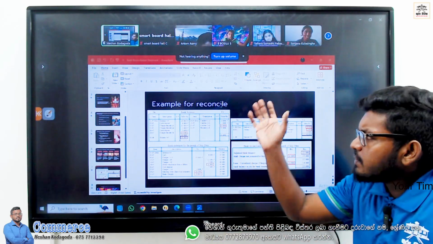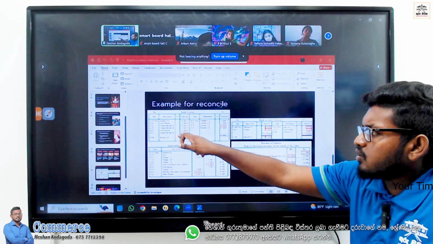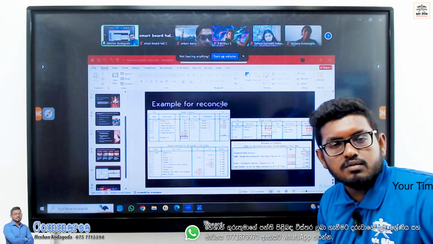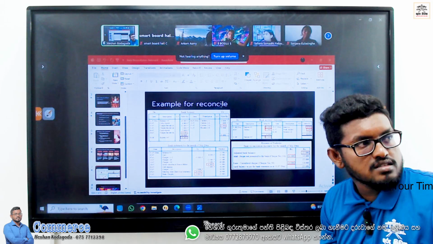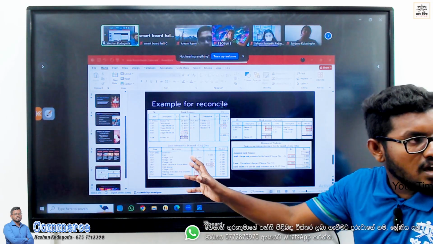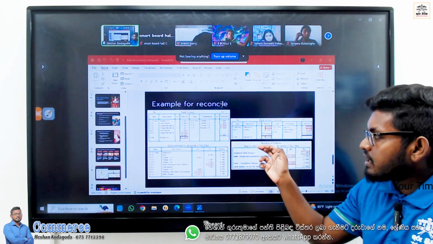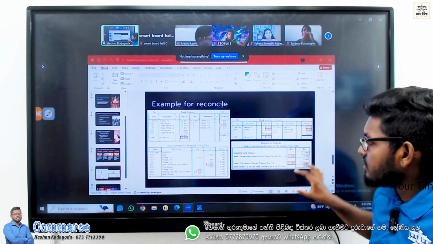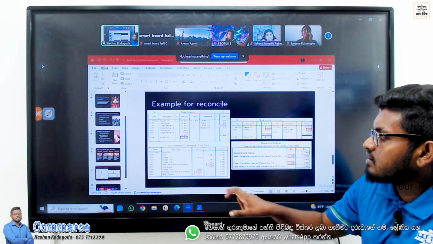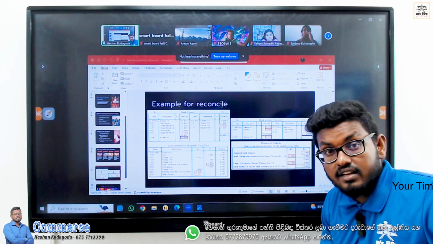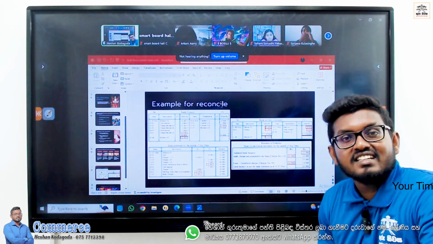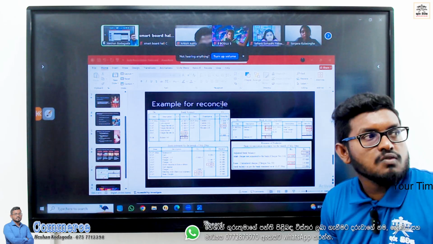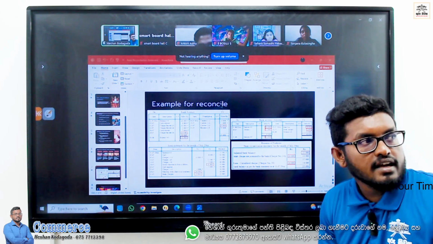Then the closing balance is 30, maybe 23,000. There are reasons for that. The bank statement has its closing balance, and you can update it. That's what we do.